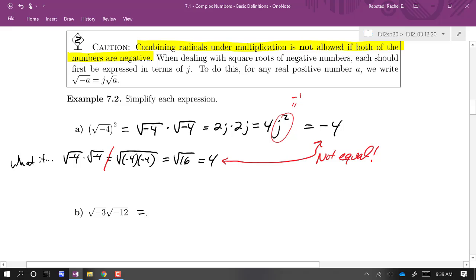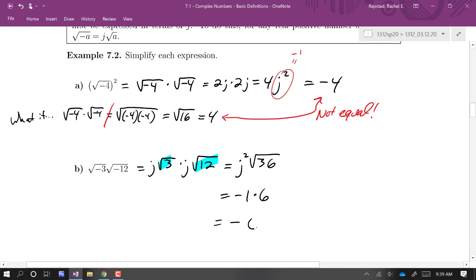So I'm going to do that first here in part B. Root -3 times root -12. I'm just going to start by pulling out the j's. I've got j root 3 times j root 12. So j times j is j squared. And now, look, these are both positive numbers inside those radicals. So I can combine those radicals under a single radical with multiplication. So we've got root 36. J squared is equal to what? -1. And root 36 is 6, and this gives us -6.